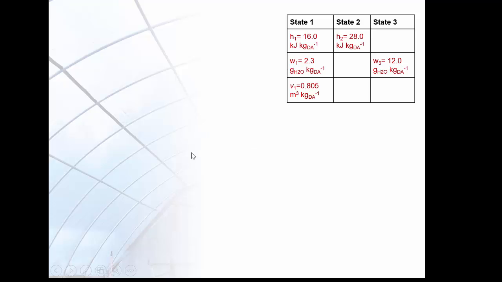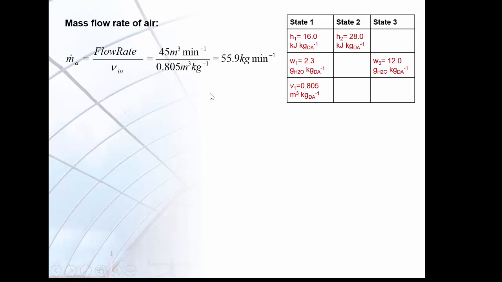So remembering those values from the psychrometric chart, we can summarize them in a table here. As you can see, for state point 1, 2, and after the steam injection, we have the enthalpies, the humidity ratios, as well as the specific volume. So in order to answer the question of how much heat is added during the heating section, we will first need to determine the mass flow rate of the dry air.